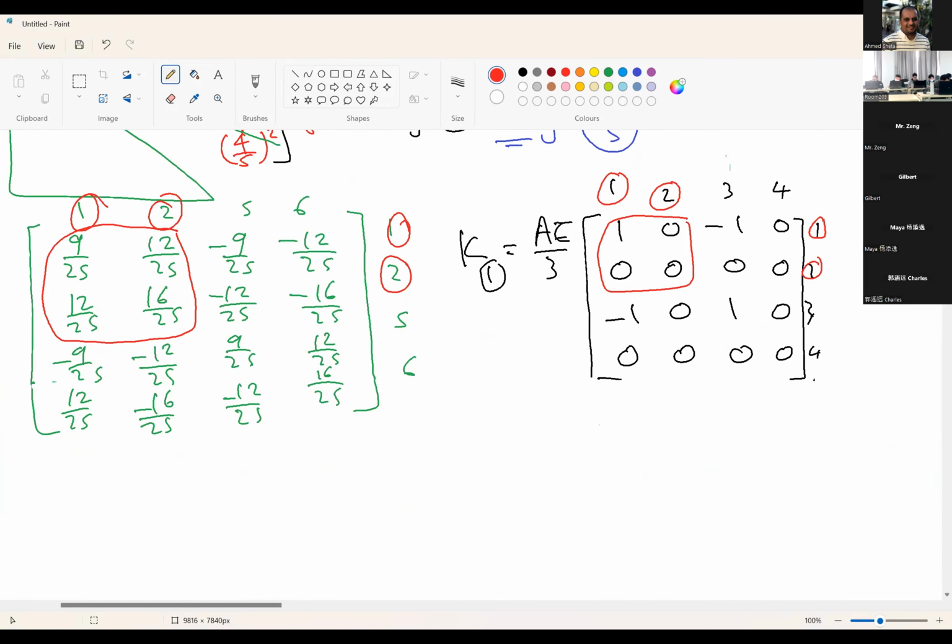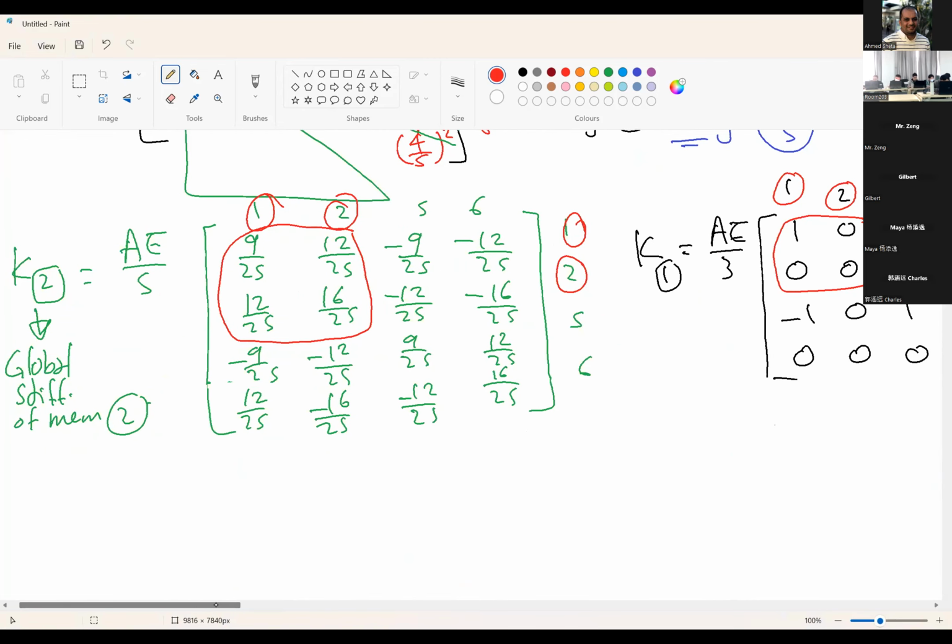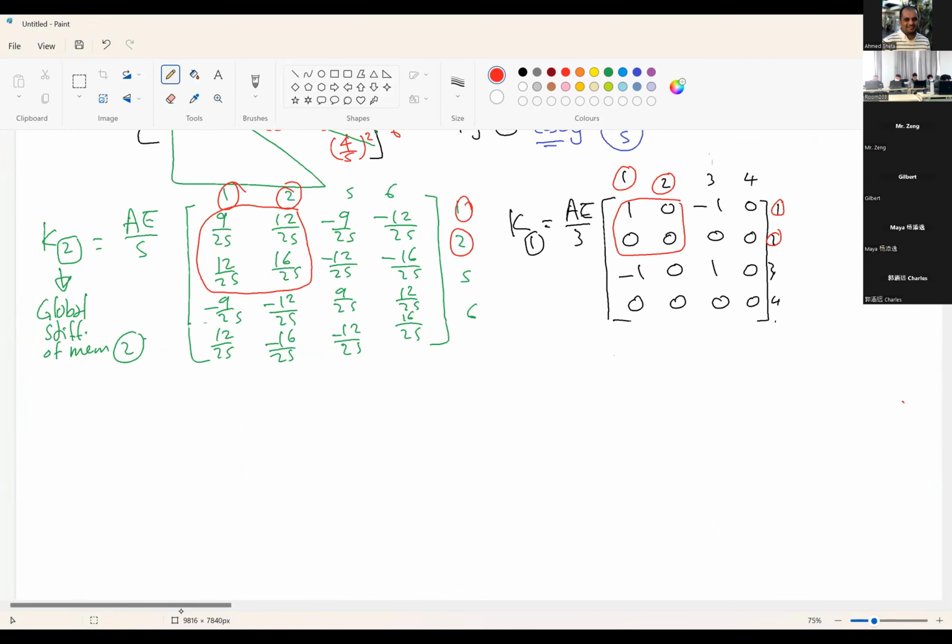After this, using these two members, we need to find K capital global for the whole structure. K capital global for the whole structure will be 6 by 6. Why 6 by 6? How many degrees of freedom do we have? This is our truss.